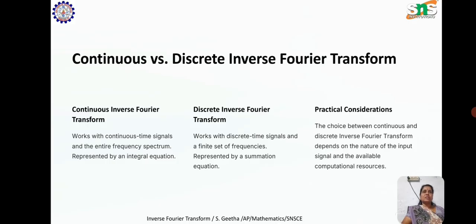Continuous versus discrete inverse Fourier transform. The continuous inverse Fourier transform works with the continuous time signal and the entire frequency spectrum, represented by an integral equation. The discrete inverse Fourier transform works with the discrete time signal and a finite set of frequencies, represented by a summation equation. Practical consideration. The choice between continuous and discrete inverse Fourier transform depends on the nature of the input signal and the available computational resources.